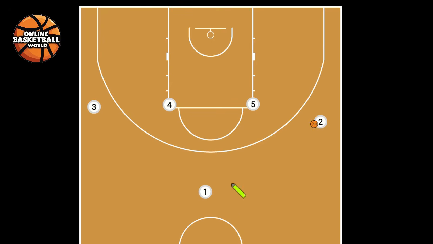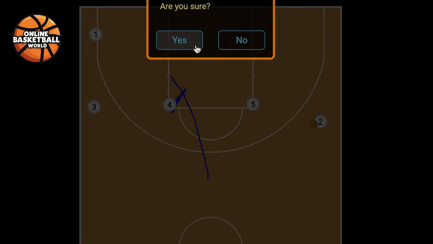Okay, now the first thing that's going to happen here is after number one passes, they're going to cut through the middle. Okay, so as they're cutting down here, we're probably going to have number four step in and set that screen for number one. So number one can cut all the way to the elbow. Now, that is kind of a bit of a decoy here. It's not really our main part of the play.